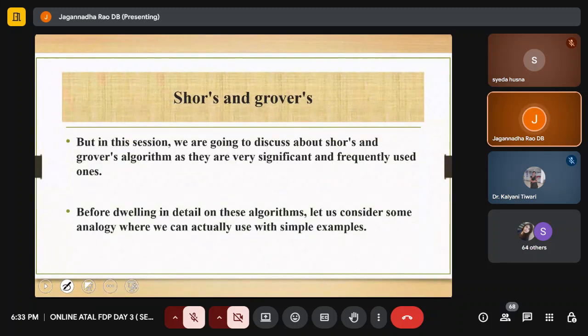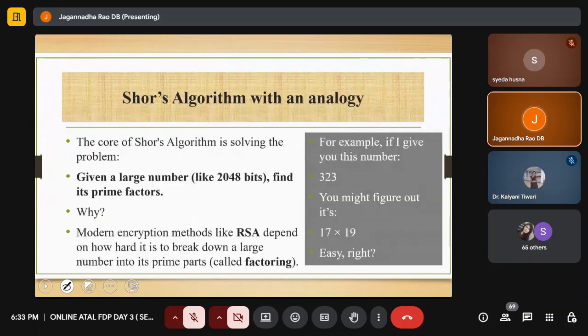Now mainly we go for the quantum algorithms. The first algorithm I'm going with is Shor's algorithm. In this session, we are going to discuss Shor's and Grover's algorithms, as they are very significant and frequently used ones. Before dealing with these algorithms in detail, let us consider some analogy where we can use this in simple examples. Go to this example.